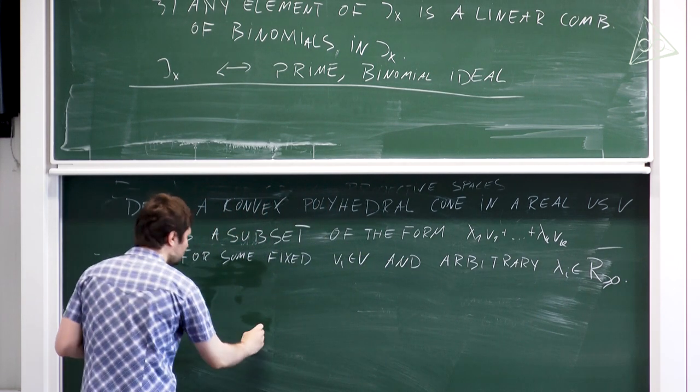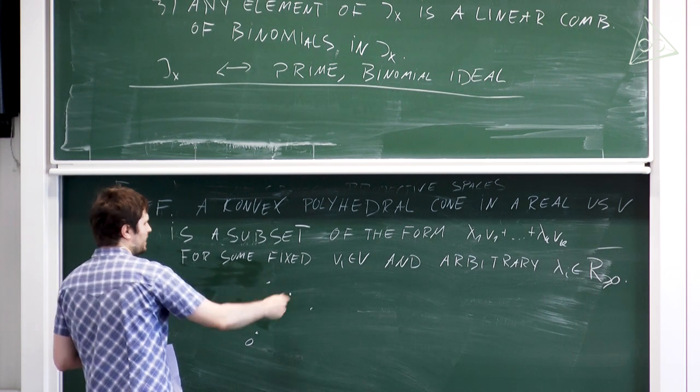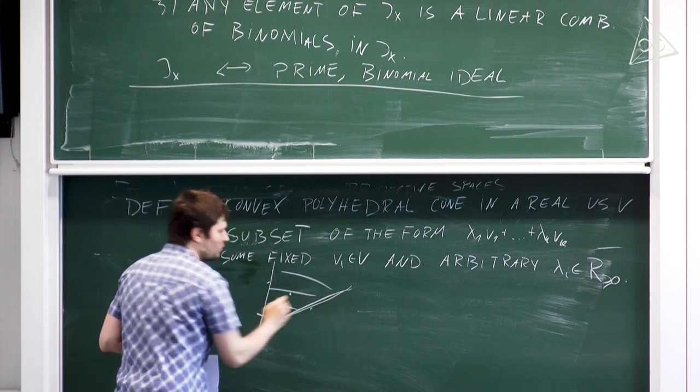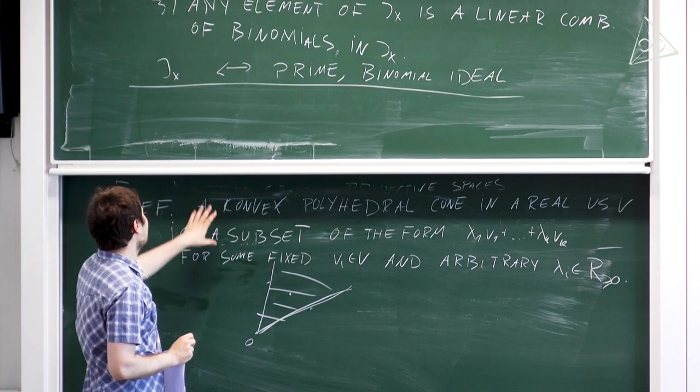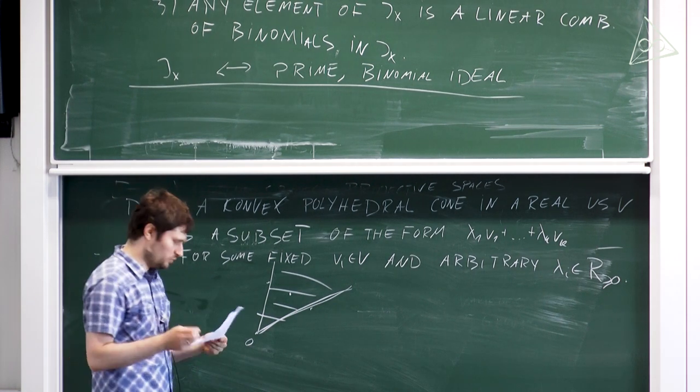So in a plane, I have a zero, I take 3 points, and I take all their positive linear combinations, and I get what looks like a cone. And I will not say convex polyhedral cone, I will simply say a cone.